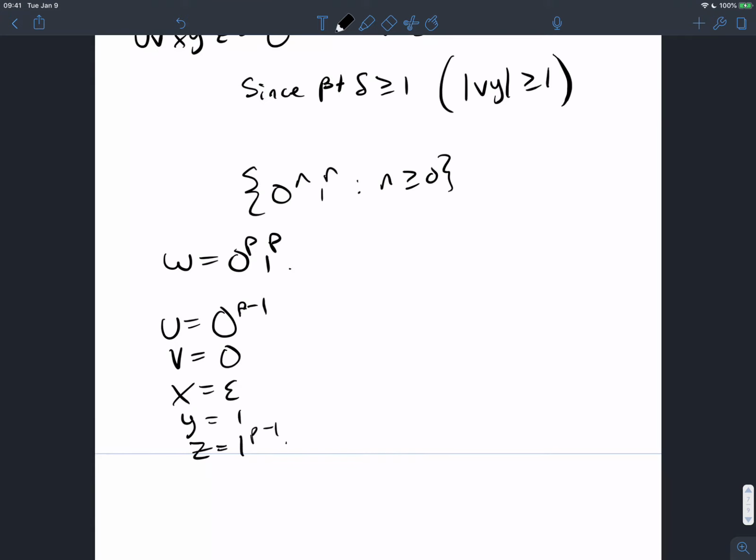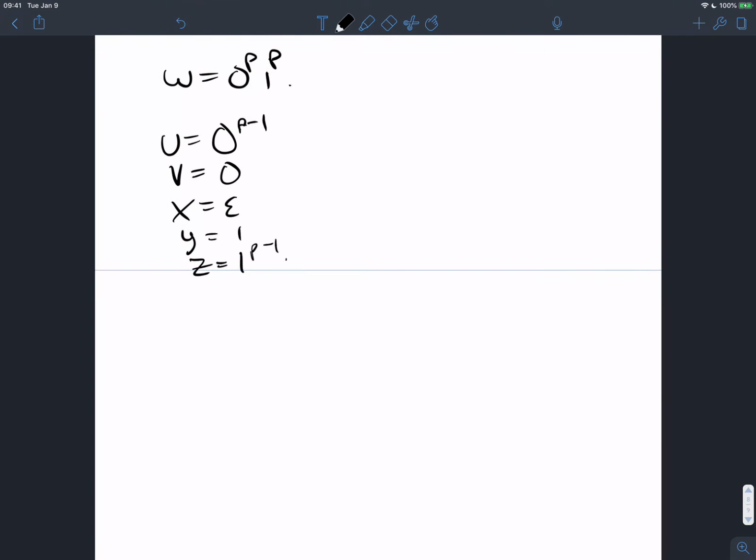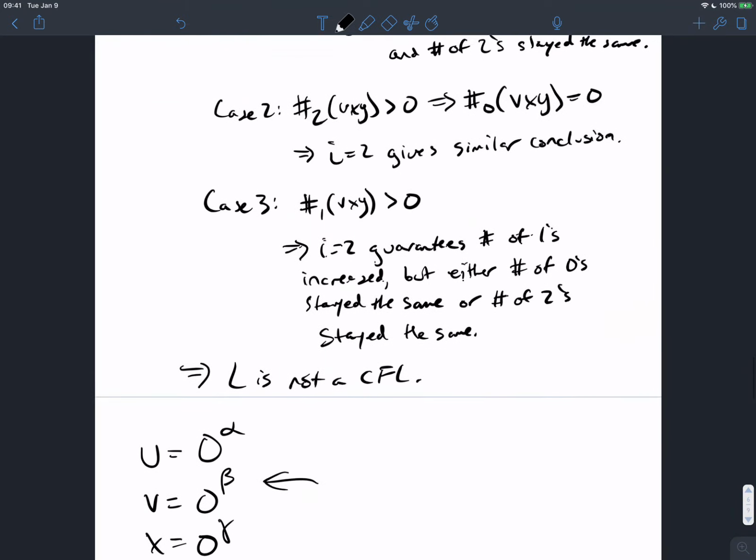I want to look at the complement of the language we just proved is not context-free. So the language I want to consider now, L prime, is the complement of 0 to the n, 1 to the n, 2 to the n. What if, which is what we're going to do, what if I showed that this is context-free?